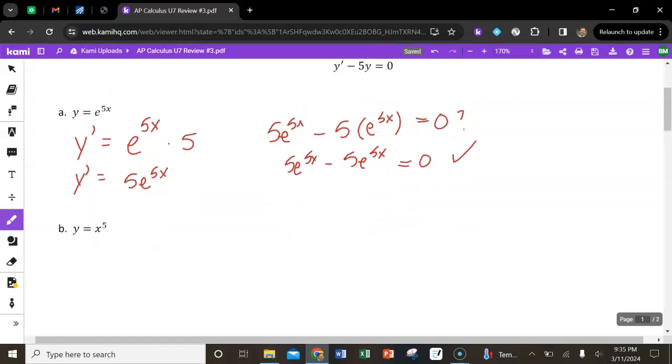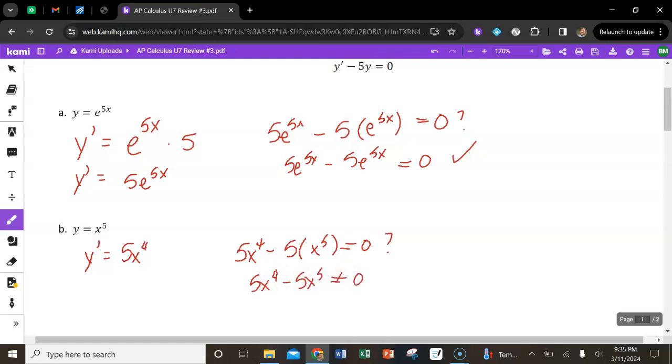For the second one, again, I just need the first derivative. So y prime would be 5x to the 4th. And then I just need to take the first derivative, which is 5x to the 4th, minus 5 times the original, which is x to the 5th, and see if that equals 0. That would give me 5x to the 4th minus 5x to the 5th, which clearly does not equal 0, so that would be no.